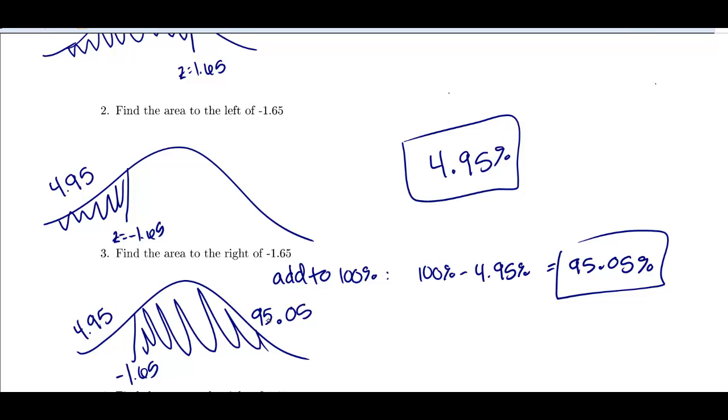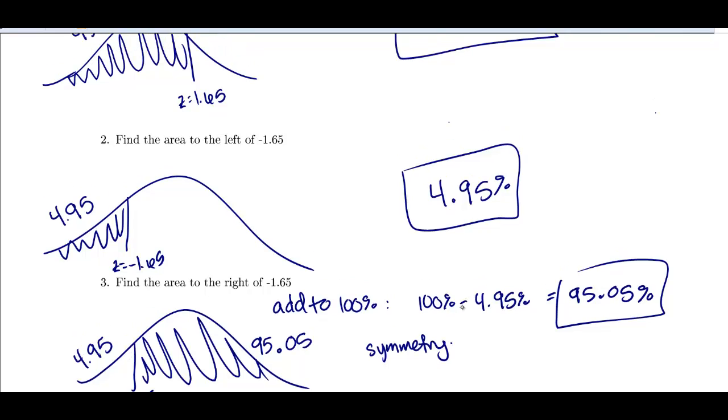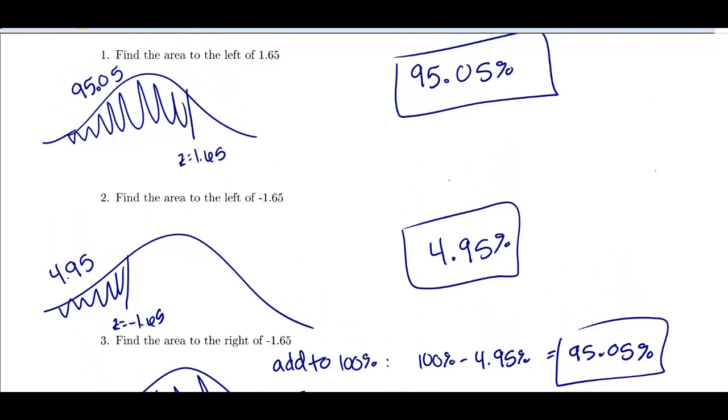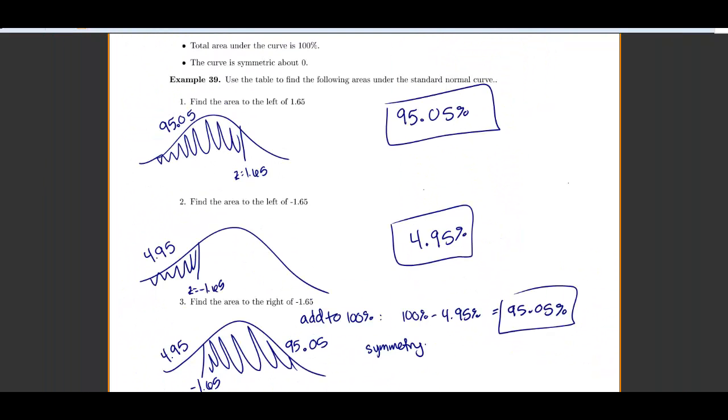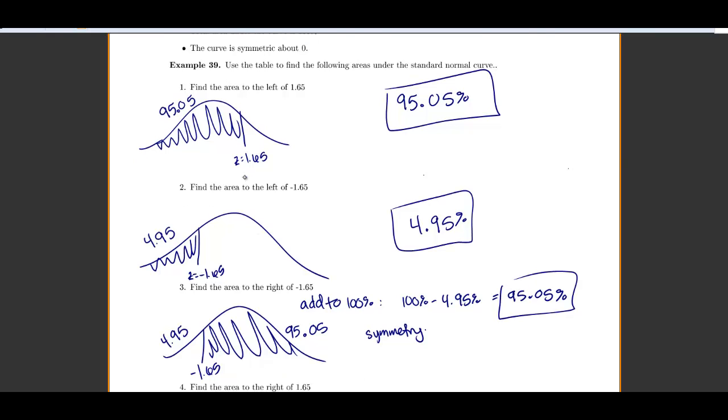So that's one method. I could also just use symmetry, and I could look up number 1. Notice how all the area to the left of 1.65 and all the area to the right of negative 1.65 look like they should be about the same, right? And it turns out that they are. They were both 95.05%.